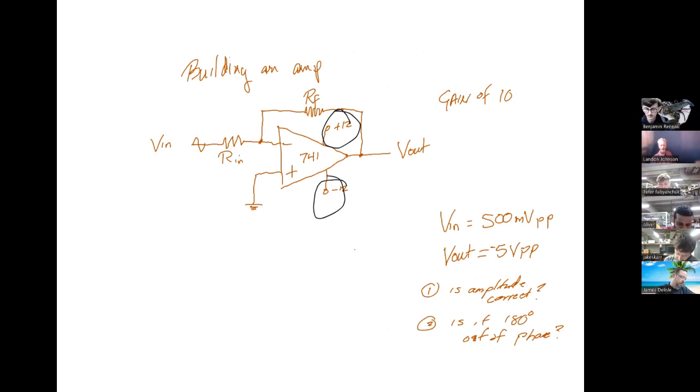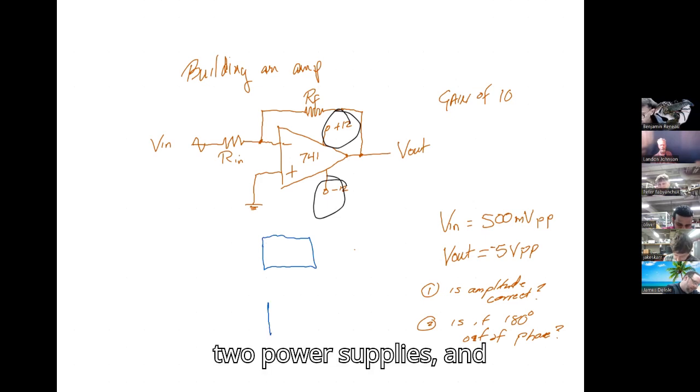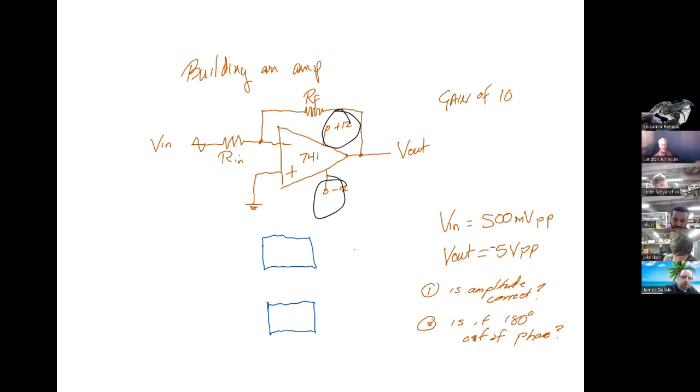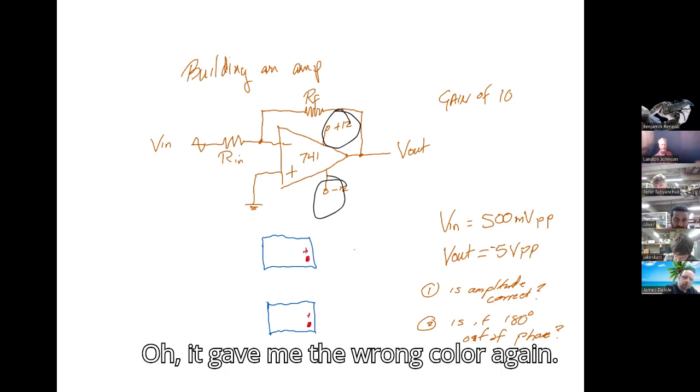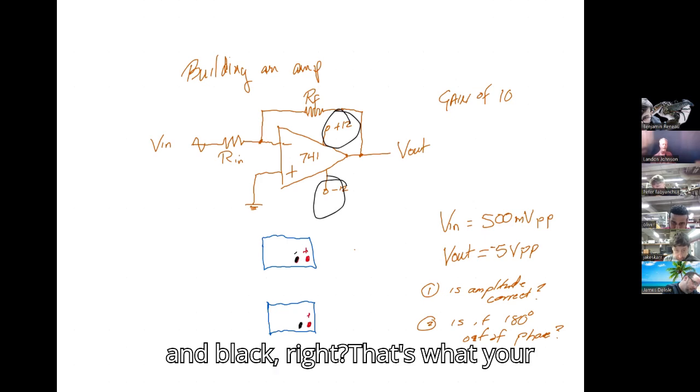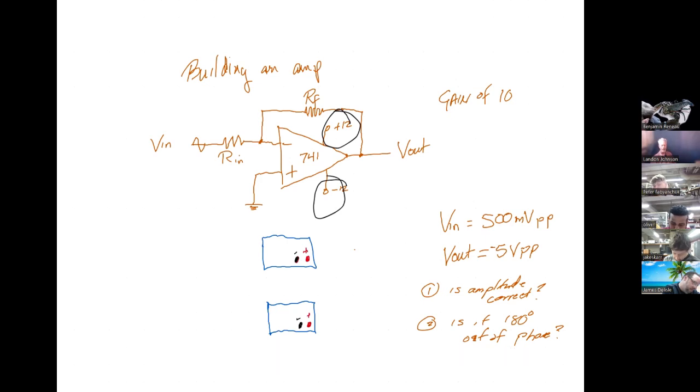One power supply, two power supplies. And on both power supplies, you have a red terminal, which is your plus, and you have black and black, right? That's what your power supplies look like.